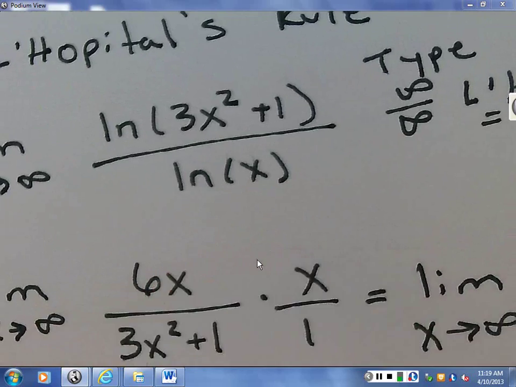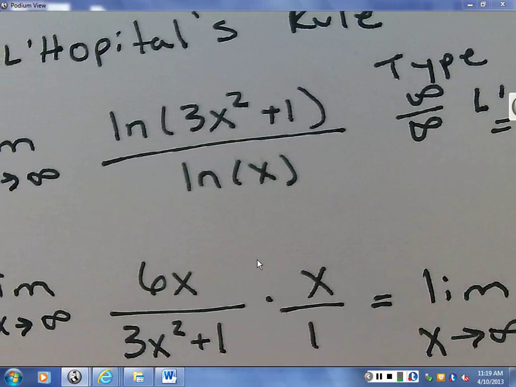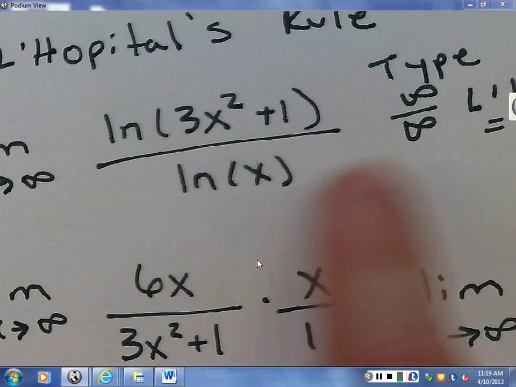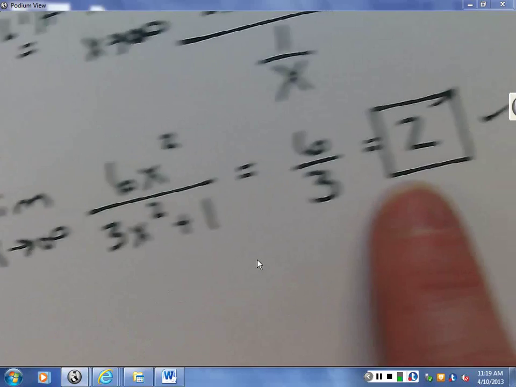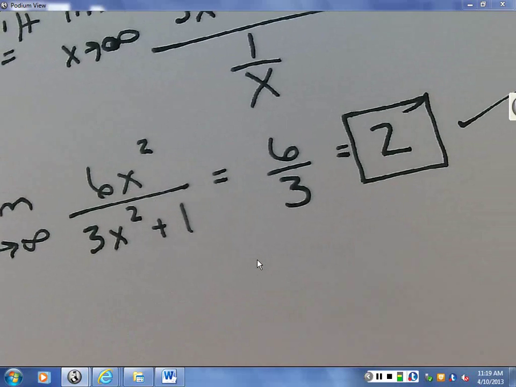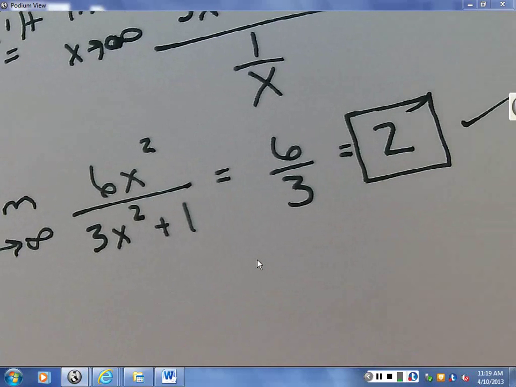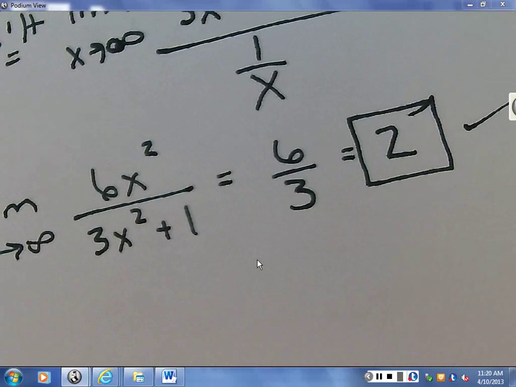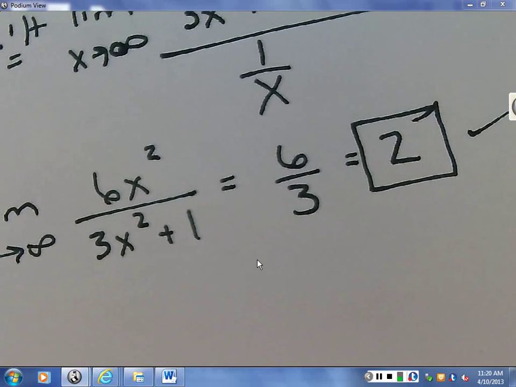This is an ln of a function divided by ln of a function. So this is infinity over infinity. It turns out my answer here is 2. It's not e squared because it doesn't have anything to do with that. I never took the natural log of it, yeah.